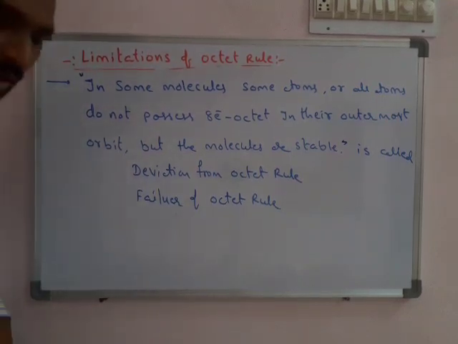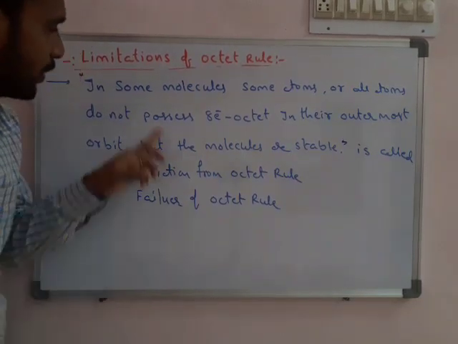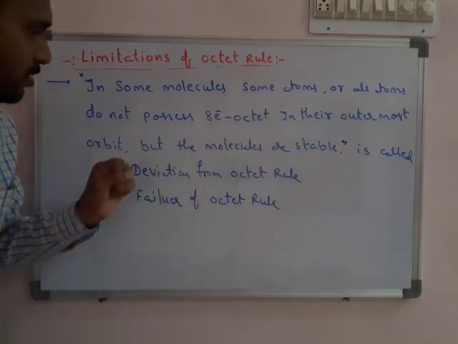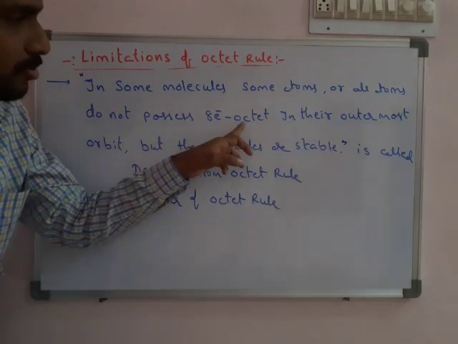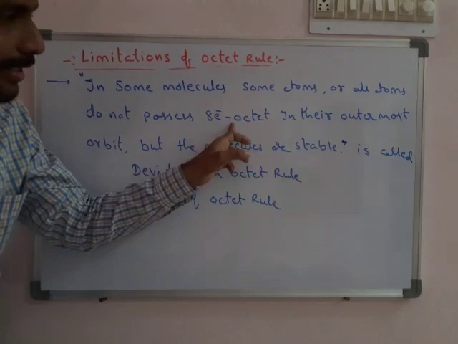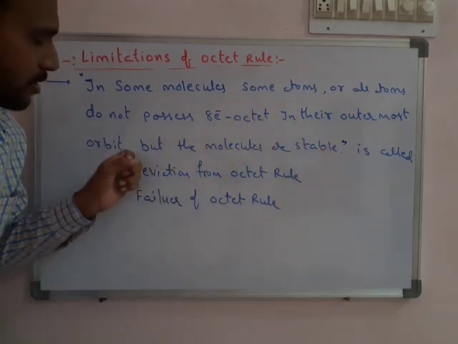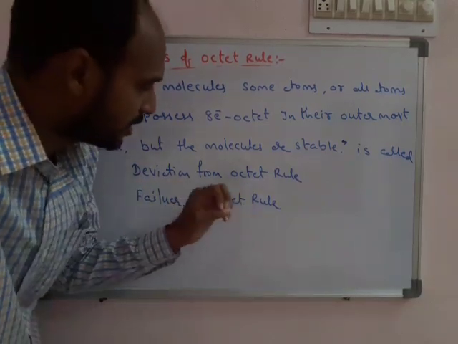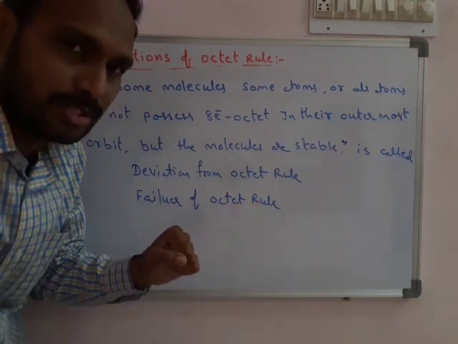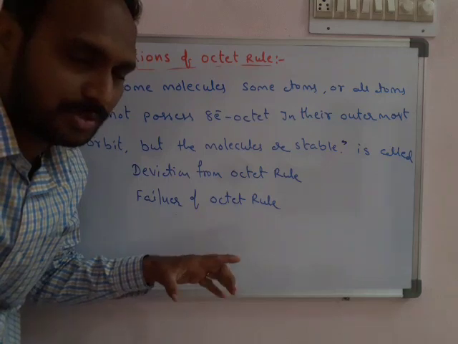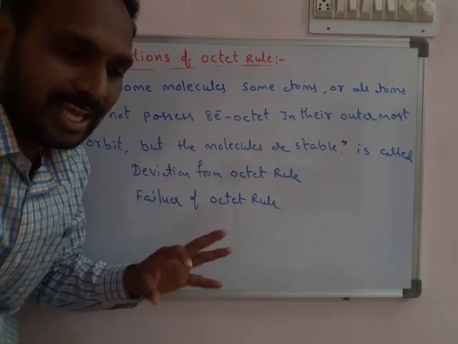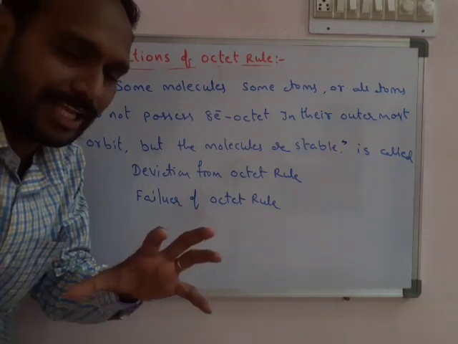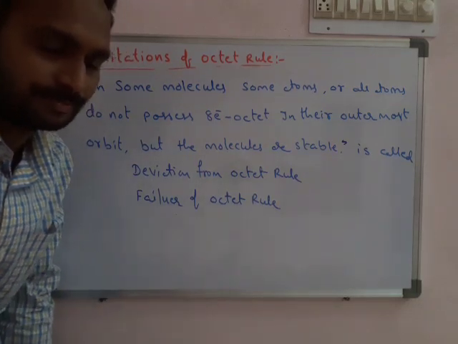The limitation of the octet rule, or deviation from the octet rule, means that in some molecules, some atoms or all atoms do not possess eight electrons, that is an octet, in their outermost orbit, but the molecules are stable. So this is called deviation from the octet rule, or failure of the octet rule, or limitation of the octet rule. In which molecules does it take place? We see with the help of a few examples.